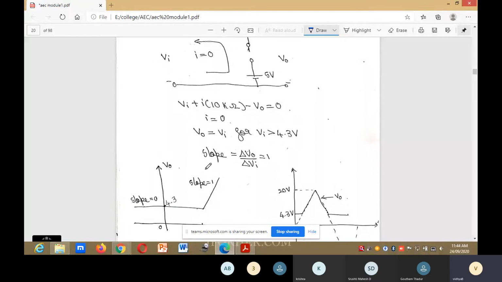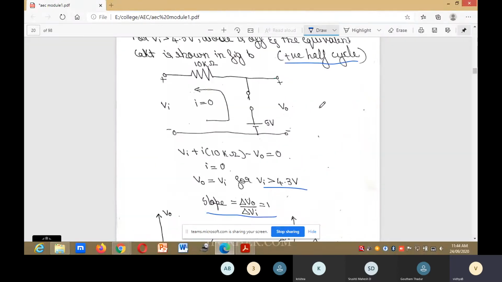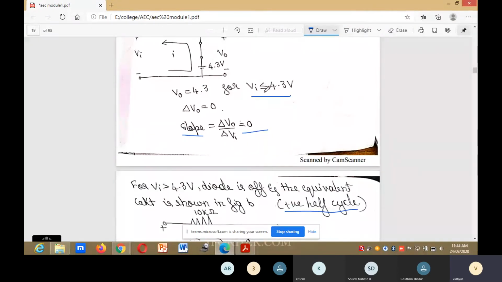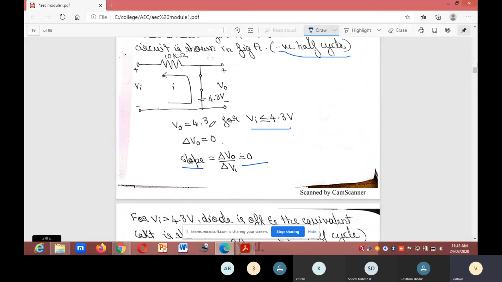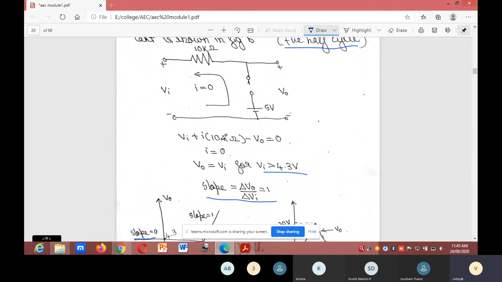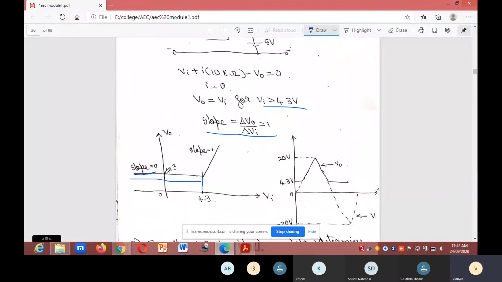That means slope is equal to 1 for Vi greater than 4.3. You need to remember these two conditions. When Vi is less than 4.3, that means from here to here, slope is equal to 0. But what about the output? What we got is output 4.3. So output is 4.3 but slope is 0.